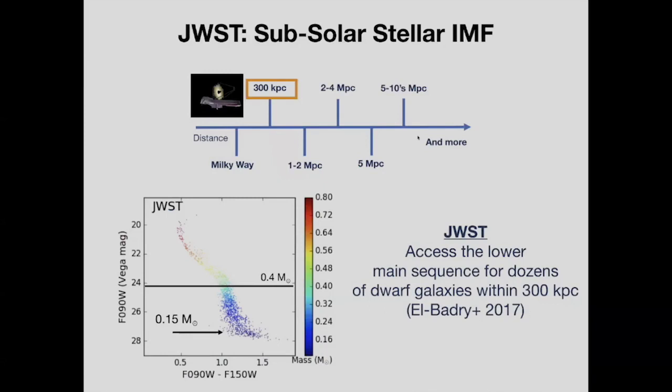If you look at the color magnitude diagram being plotted, HST typically goes down to depths of about 0.4 solar masses, which is actually not quite low enough mass to get great constraint on the full shape of the IMF. However, in a few hours, JWST is going to go down to about 0.1 or 0.15 solar masses, which gets us really near the lower limit of stellar mass. And so we're going to be able to fully characterize the shape of the IMF for dozens of galaxies that orbit the Milky Way. It's just going to be an incredible way to investigate star formation and the IMF in these extremely low metallicity environments.